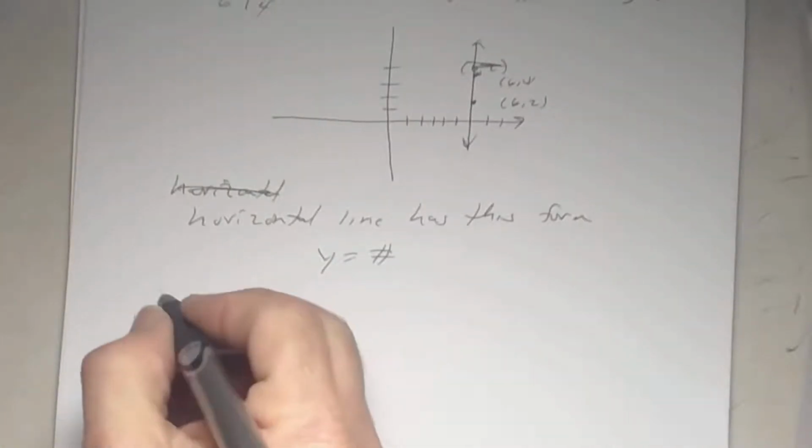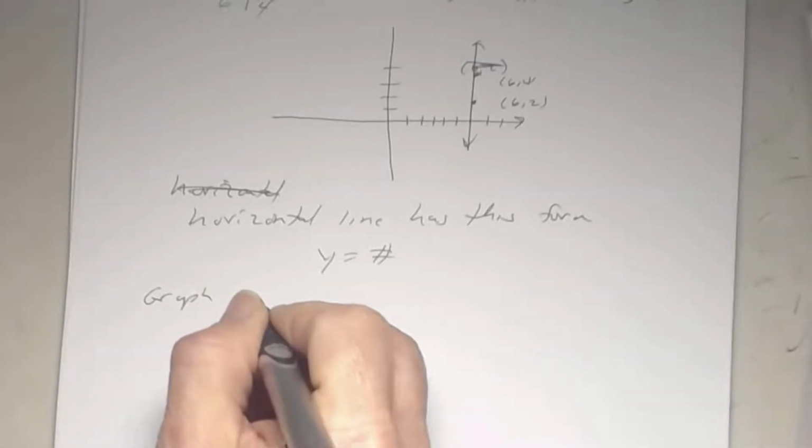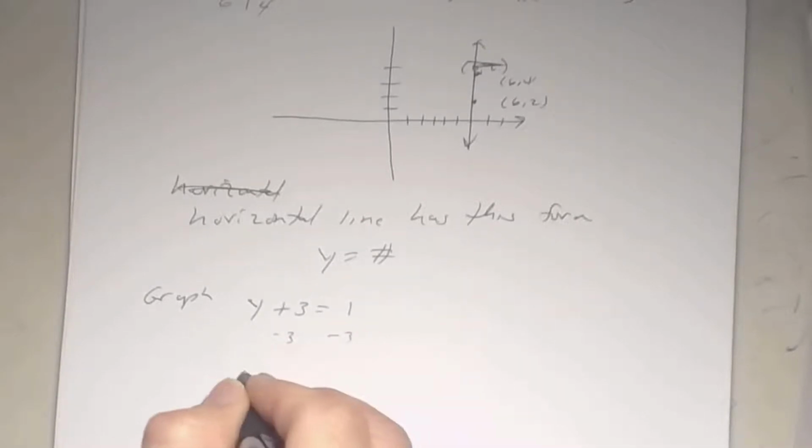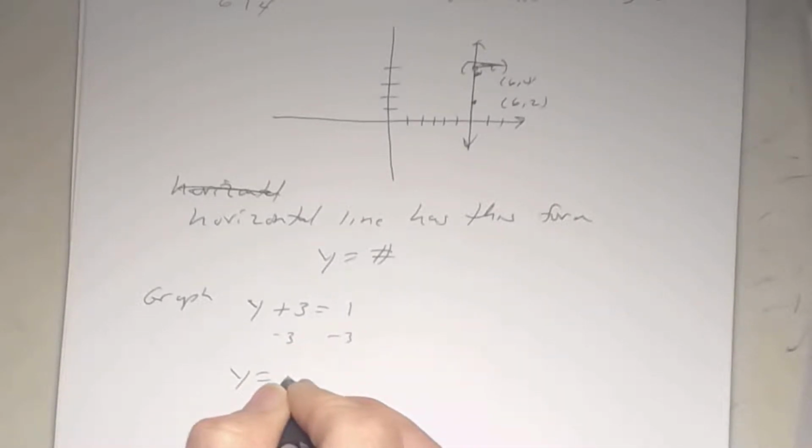All right. Now they also have this one: graph y plus 3 equals 1. So again, notice it's linear, but what letter don't you see? X. So what do you think you may want to do here? Get y by itself. So subtract 3 from both sides. What's y equal to? Negative 2. And if you have y equals just a number, there's no x, what kind of line is it? Horizontal. And it's just like the one we just did with x equals.